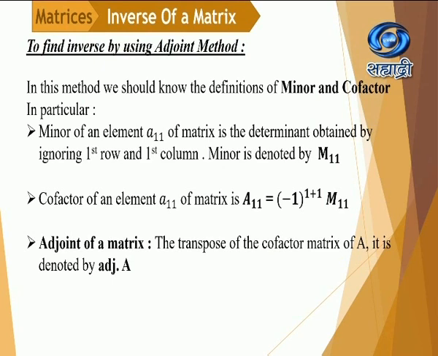After getting all the cofactors, write down the adjoint of a matrix. The transpose of the cofactor matrix of A is denoted by adjoint of A. And the last step is the formula, that is A inverse equals 1 upon determinant A into adjoint of A. So while finding the inverse by the adjoint method, first of all find determinant of A, then find minors, then find cofactors, write down the matrix of cofactors, and then write down the adjoint. Adjoint is nothing but the transpose of the matrix of cofactors. So we'll see an example related to this.